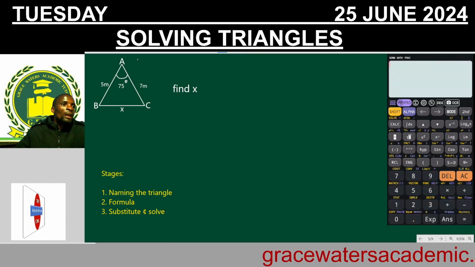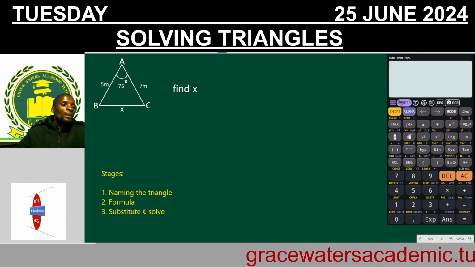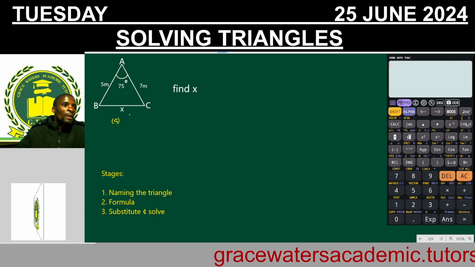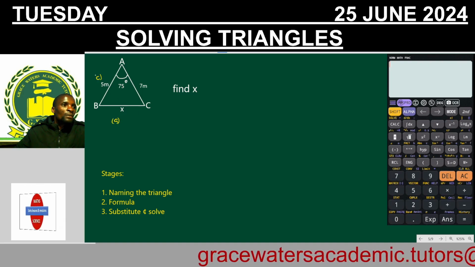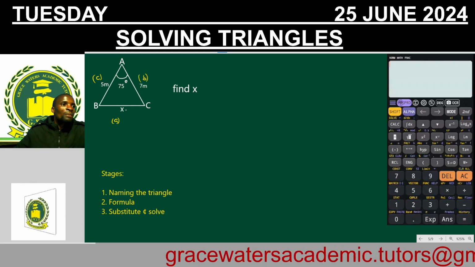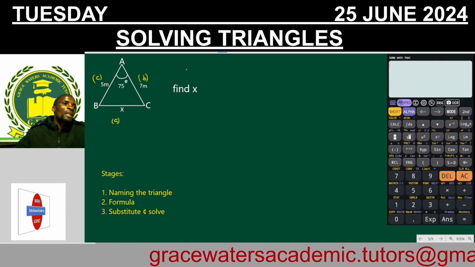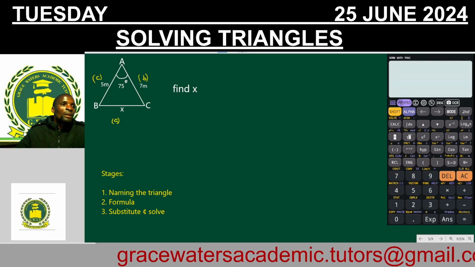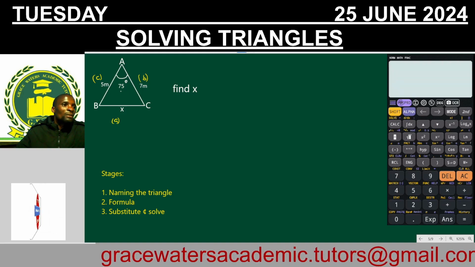Okay, automatically we know that if we have a, this becomes small letter a, this becomes small letter c for the sides, and small letter b for the sides. That's naming. All angles are named, all sides are named. And then we move to finding the formula. We find the formula, and you know what determines the formula is the babies.